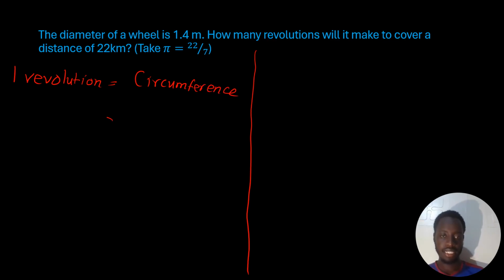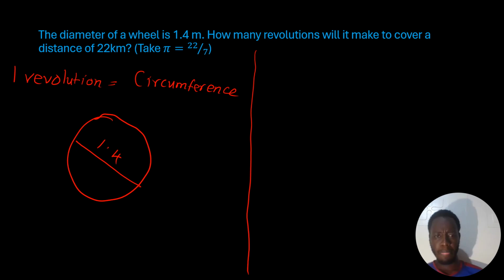So let's sketch that wheel. It has a diameter of 1.4. We say that the wheel has completed one revolution when it covers the distance from this point back to this point. That is what we call one revolution, and a revolution is equal to the circumference. The diameter of our wheel is 1.4 meters. How many revolutions will it make to cover a distance of 22 kilometers?